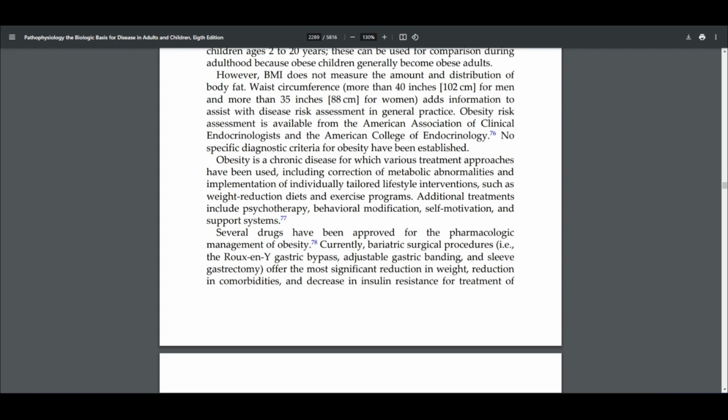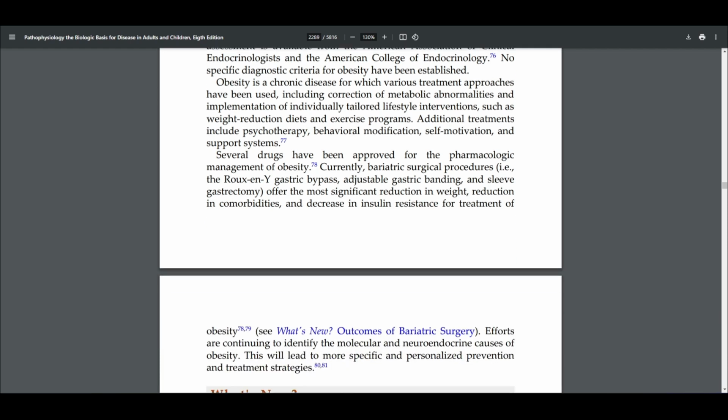However, BMI does not measure the amount or distribution of body fat. Waist circumference, more than 40 inches for men and more than 35 inches for women, adds information to assist with disease risk assessment in the general practice. Obesity risk assessment is available from the American Association of Clinical Endocrinologists and the American College of Endocrinology. No specific diagnostic criteria for obesity have been established.